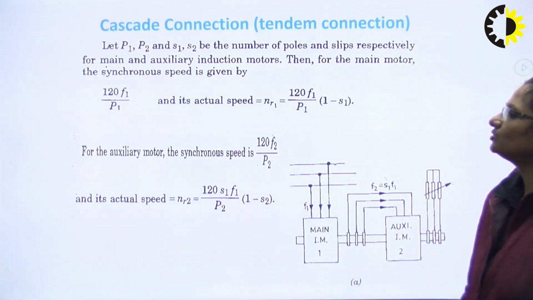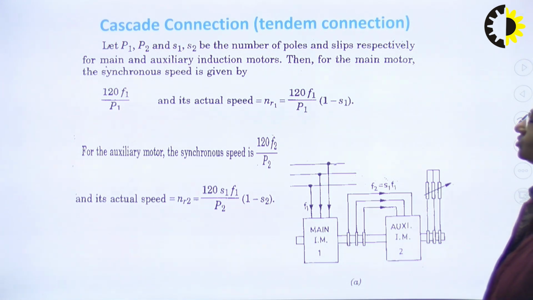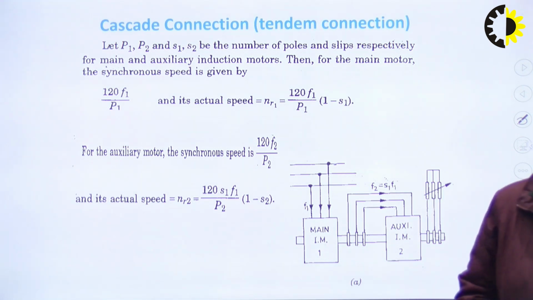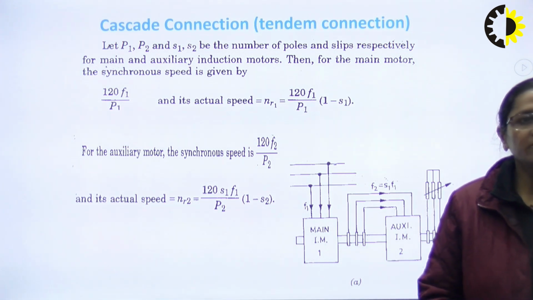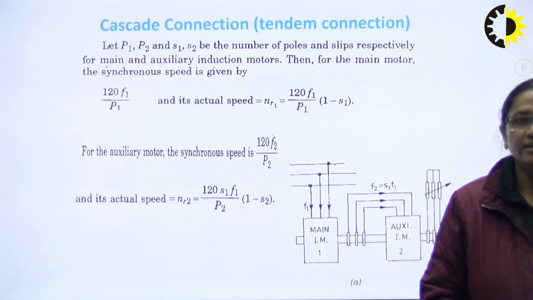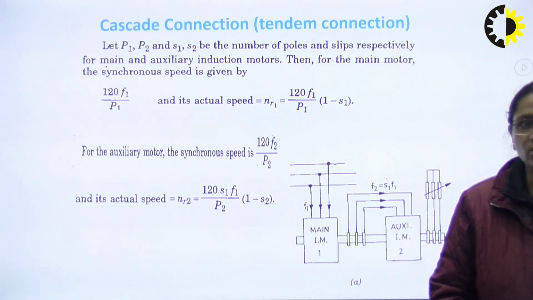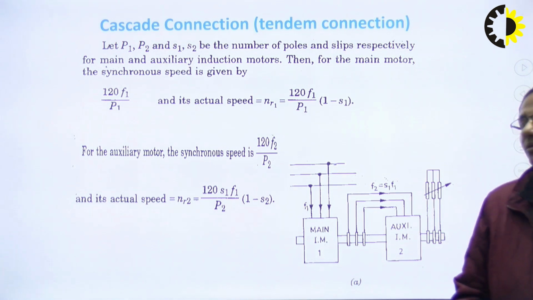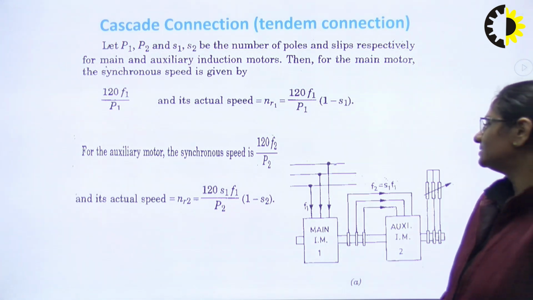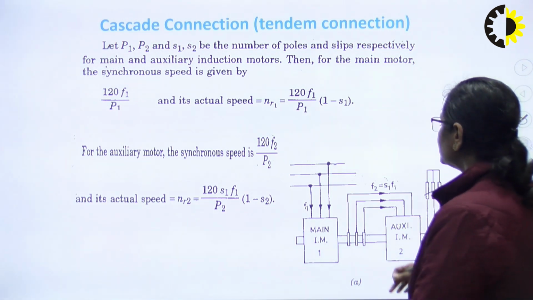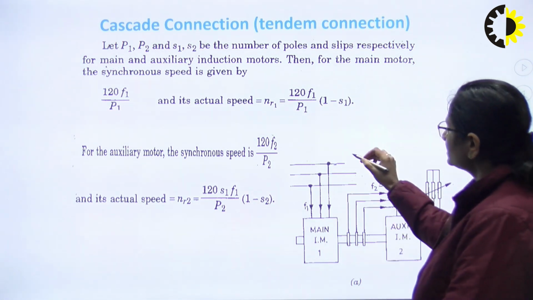Now let us move to the next method of speed control from rotor side. It is cascade connection or tandem connection. Here let us consider that P1, P2 are the number of poles and S1, S2 be the operating slip for the main and auxiliary induction motor. Before going into the details, let us just try to understand what the system is.